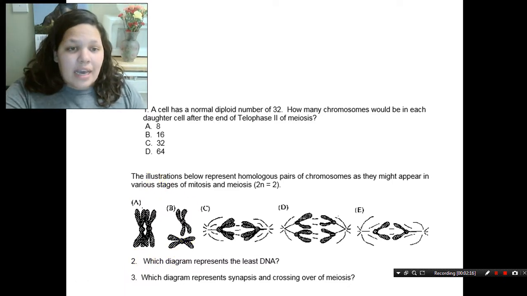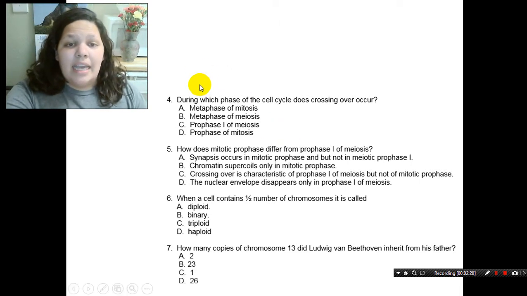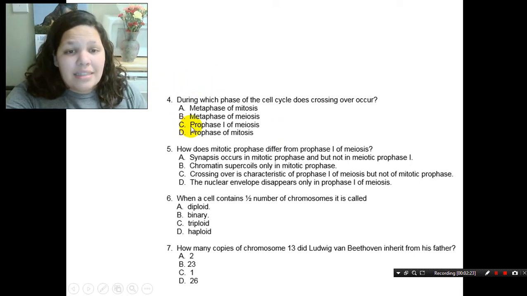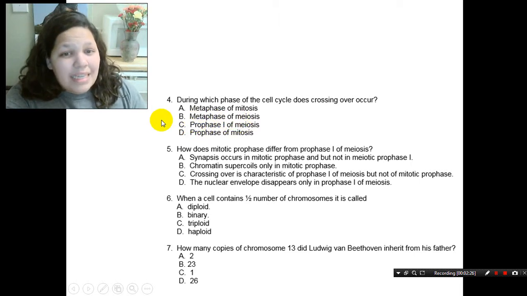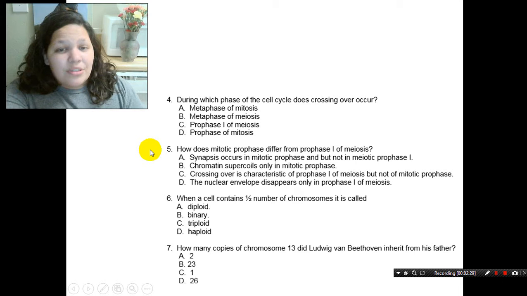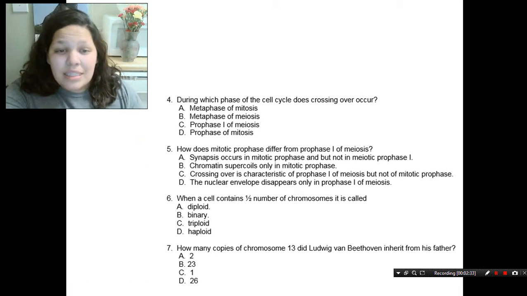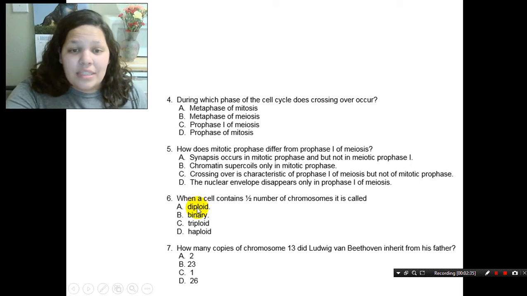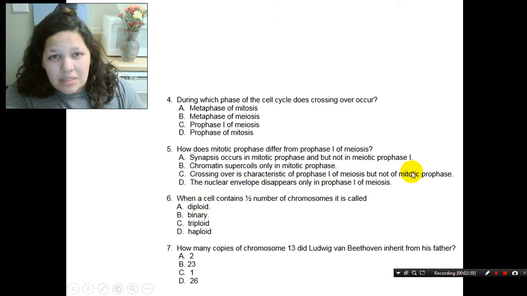Let's go ahead and look at 4, 5, 6, and 7. So for number 4, the answer should have been prophase of meiosis. That's only when we have crossing over. And number 5 is, how does prophase from mitosis differ from prophase of meiosis? Well, crossing over is a characteristic of prophase 1 of meiosis, but not mitosis.